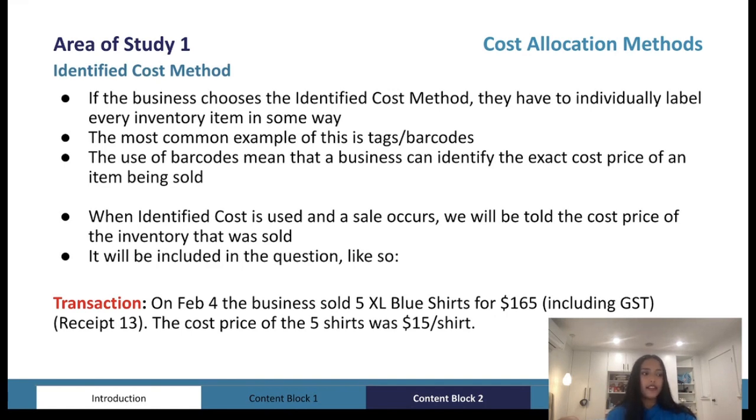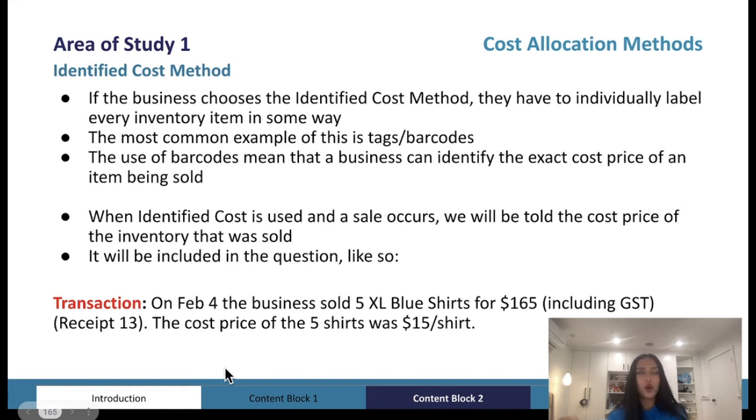And for identified cost questions, you will be told the cost price as part of the question. So you can see an example of this where a sale has occurred and the question is telling us the exact cost price of the inventory. So here's an example. It says on the 4th of February, the business has sold 5 shirts for $165, and it says the cost price of the 5 shirts was $15 per shirt.